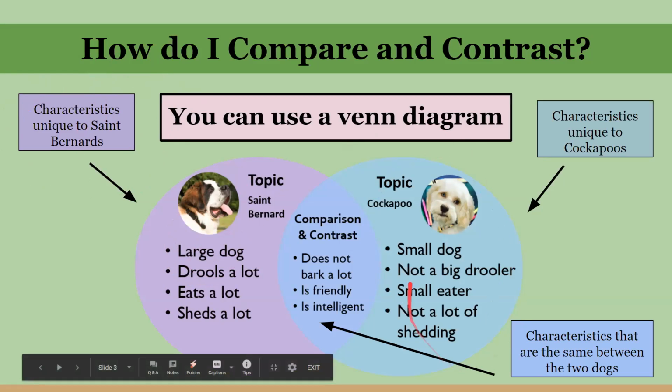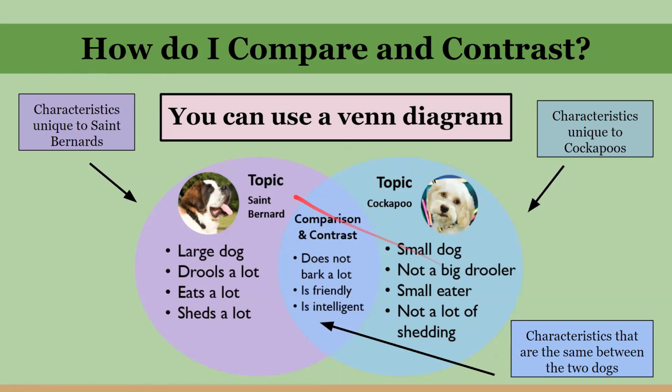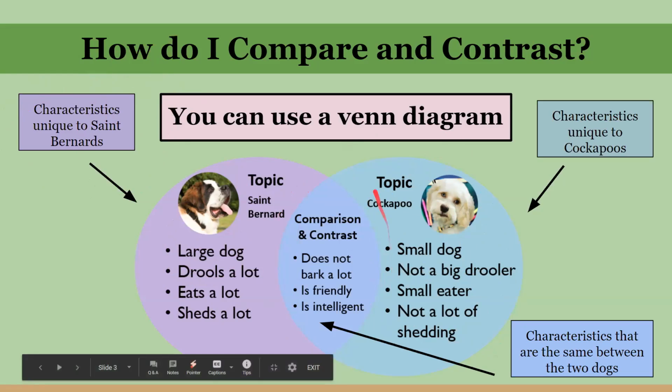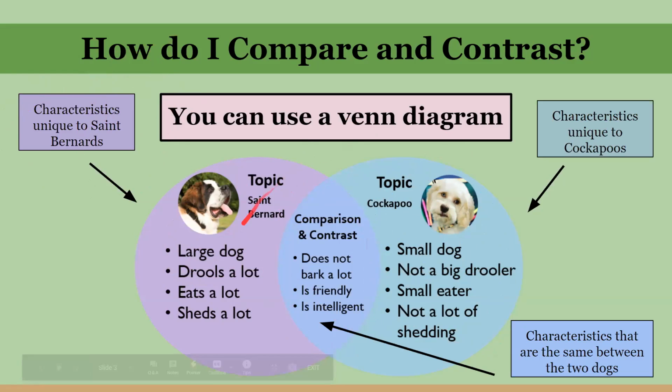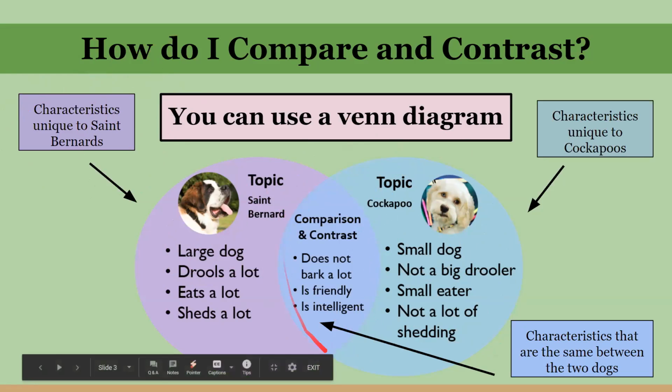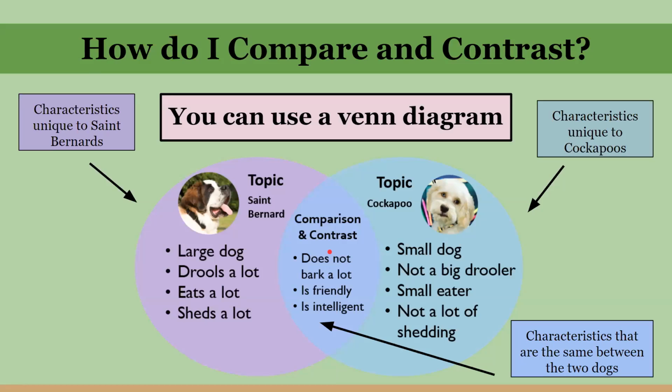And then in the second circle, we're going to have our second subject, which will be the characteristics unique to cockapoos, such as that they're a small dog. And then in the center, which is where the two circles overlap, that will be where the similarities are. So we have St. Bernards are large dogs, but cockapoos are small dogs. But then we have the similarities that St. Bernards and cockapoos do not bark a lot.